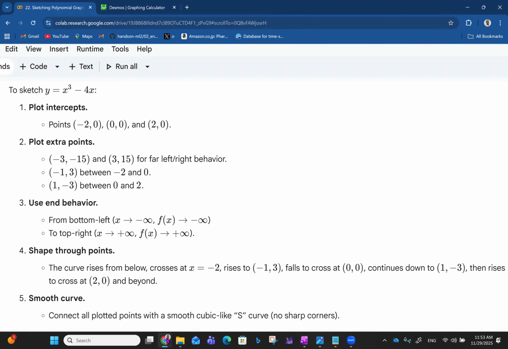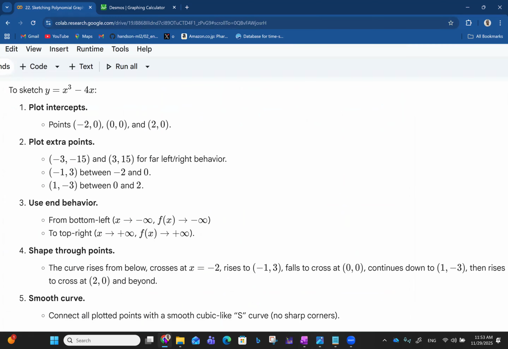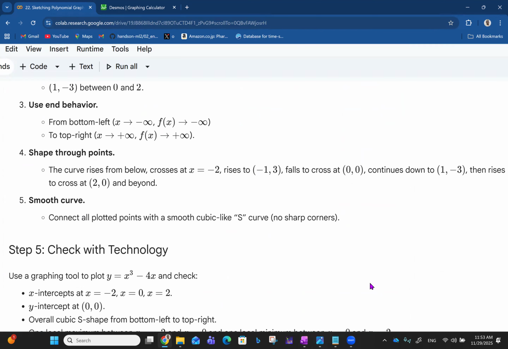No sharp corners. Of course, mine seems to have some sharp corners, but it's because I find it difficult drawing that easily, but it's okay. So you just have the idea. It has to be a smooth curve like that. So using all this information, that's the systematic sketch of x cubed minus 4x.